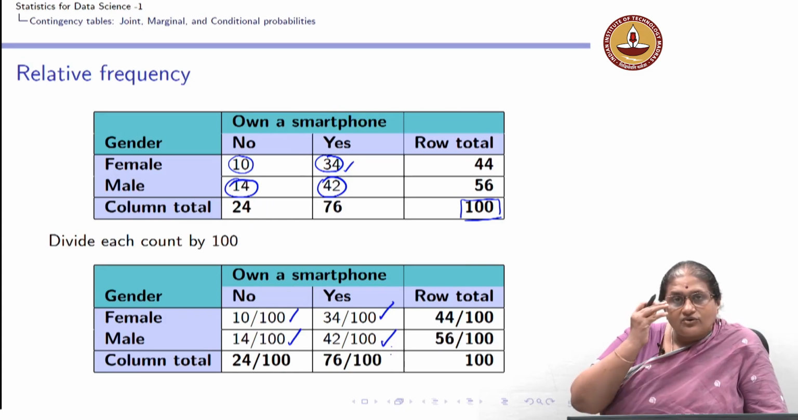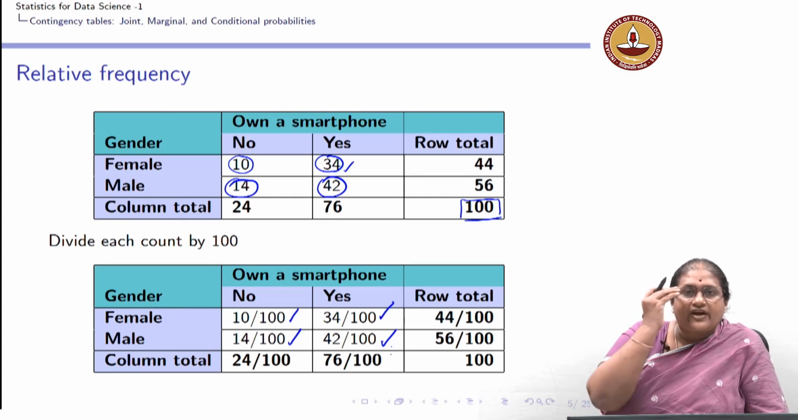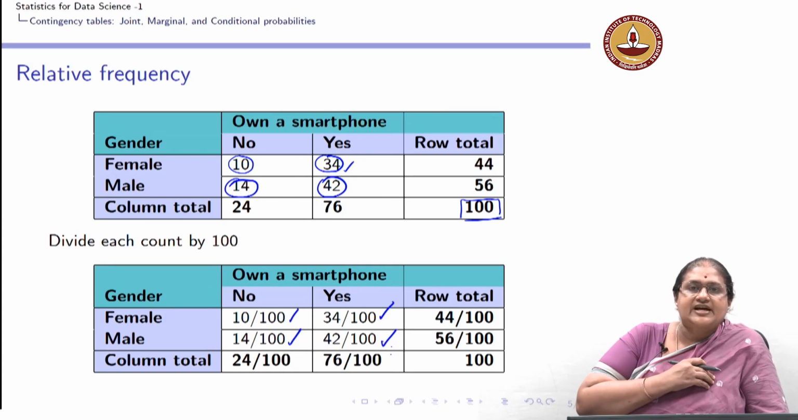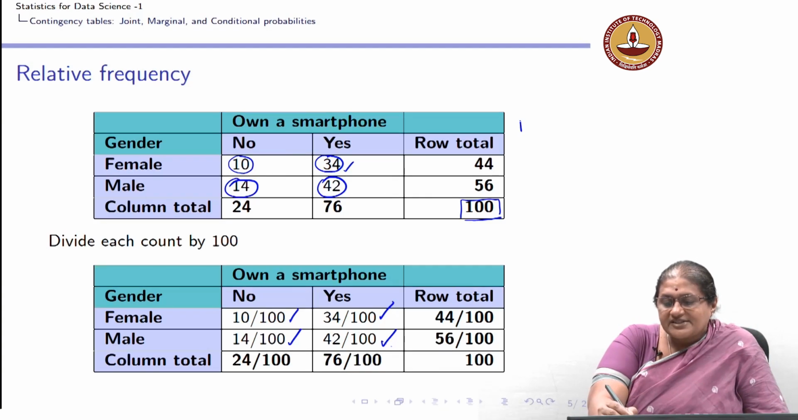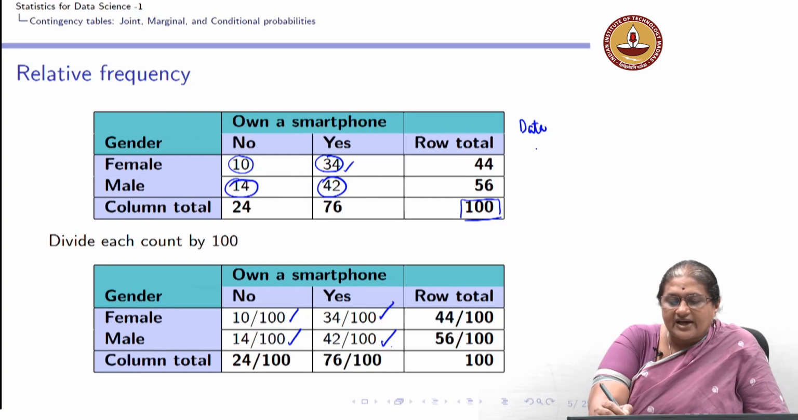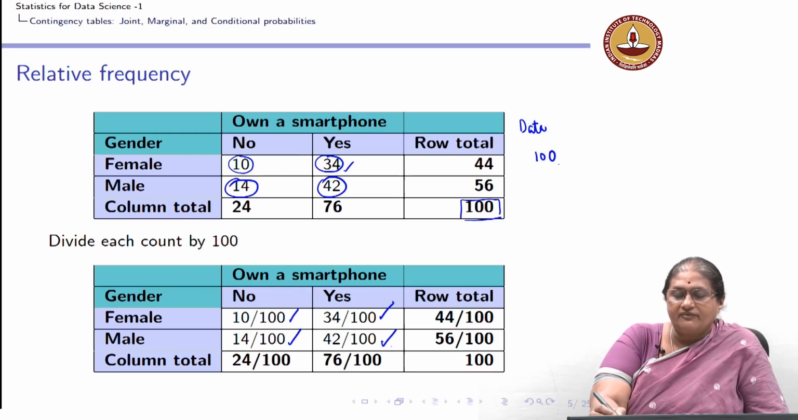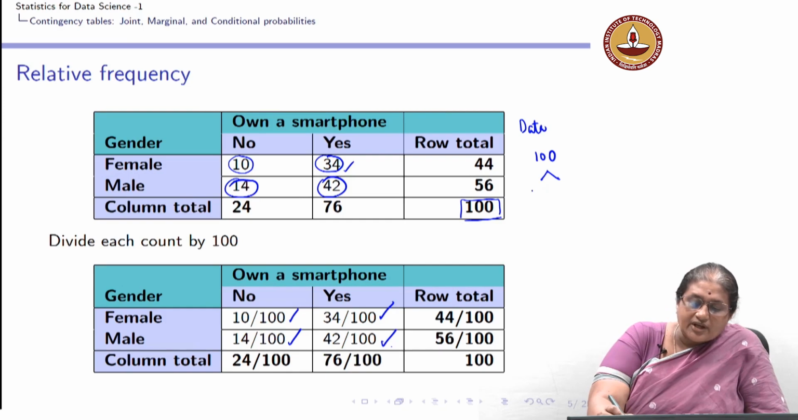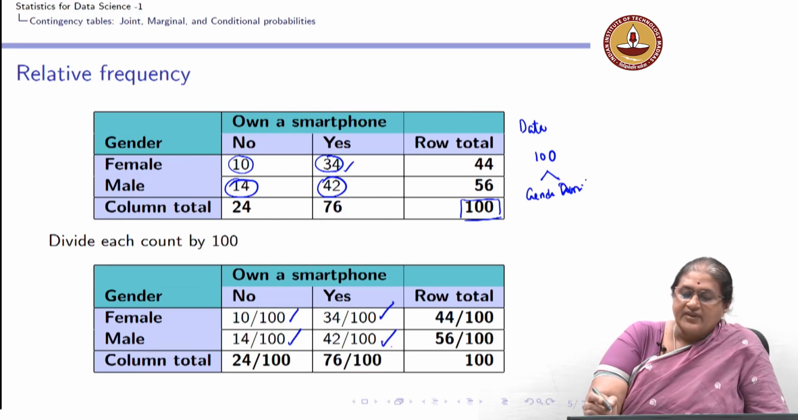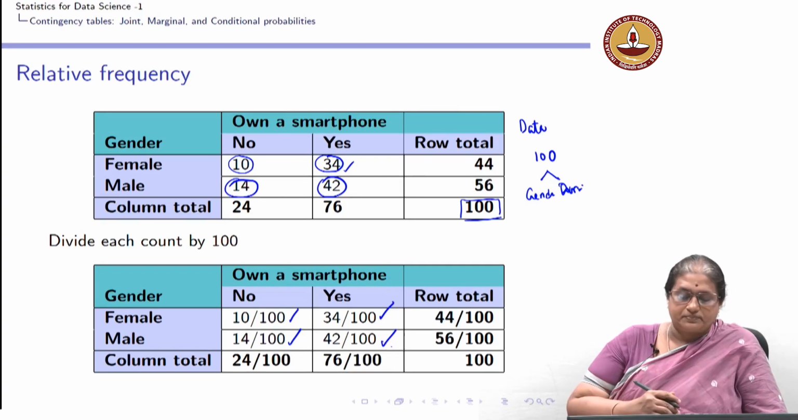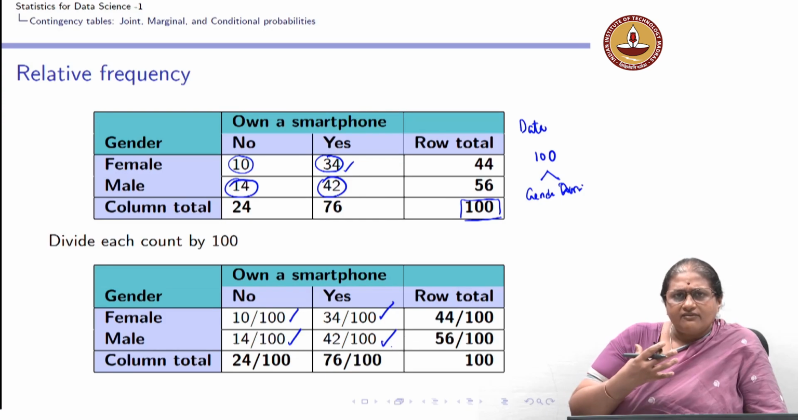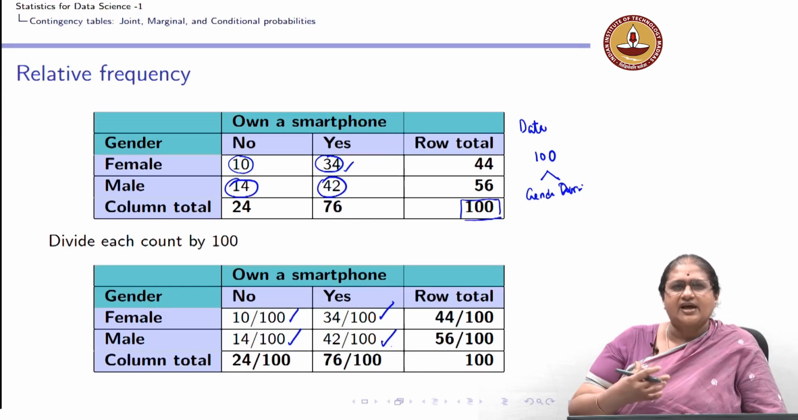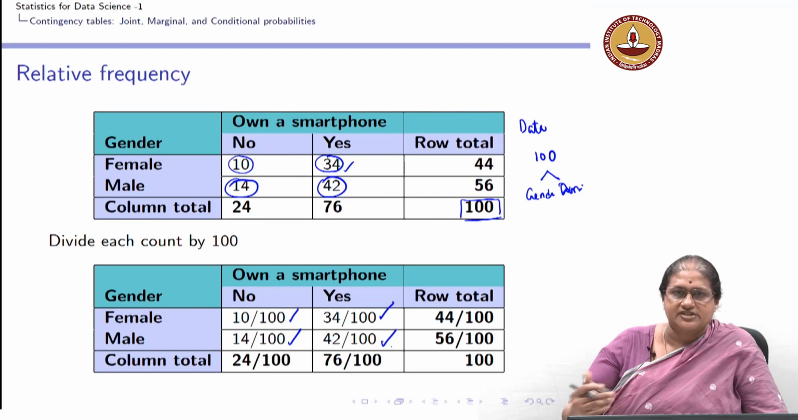Now, if I have to visualize or interpret these as probabilities, first remember this is from data I collected from 100 people, where I actually recorded their gender and whether they owned a smartphone or not, ownership. Now, suppose I want to convert this into a chance. Suppose I have the 101st person.